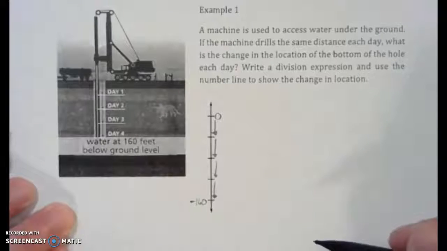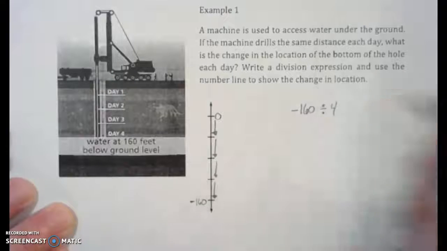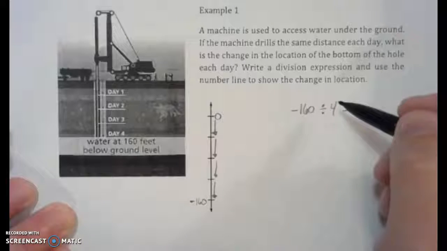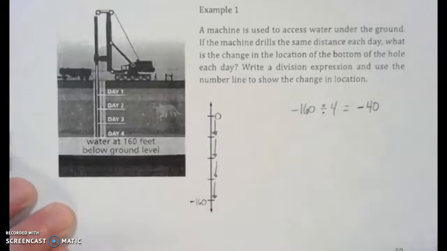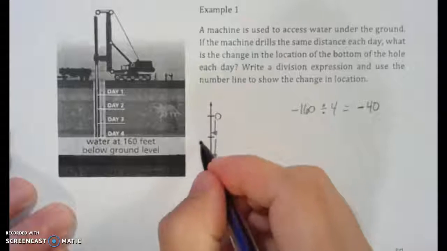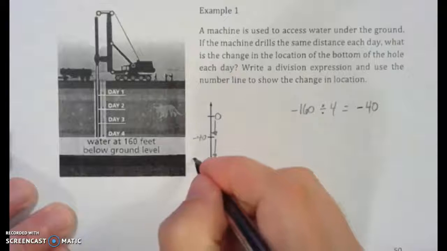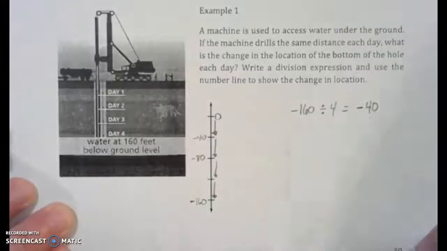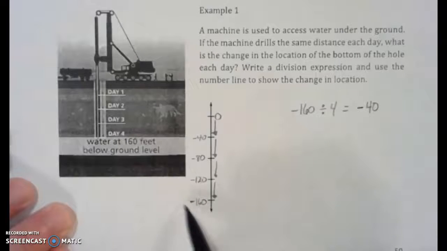And so I can use a division problem to represent this. I can do negative 160 divided by the 4 days in order to figure out how much I had to dig down each day. Okay, and so if I do this division, negative 160 divided by 4, well, that's going to give me an answer of negative 40. So at the end of day 1, we're at negative 40 feet below the ground. At the end of day 2, we're at negative 80, 80 feet below ground. At the end of day 3, we're at negative 120 feet below ground. And again, at day 4, this is when we got to the water at 160 feet below ground level.